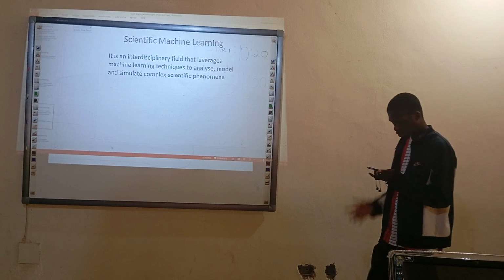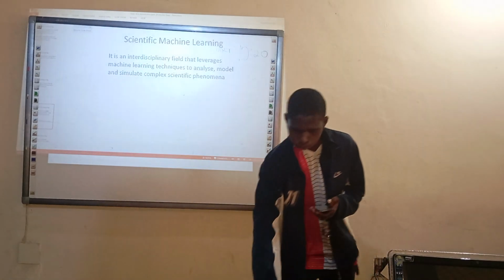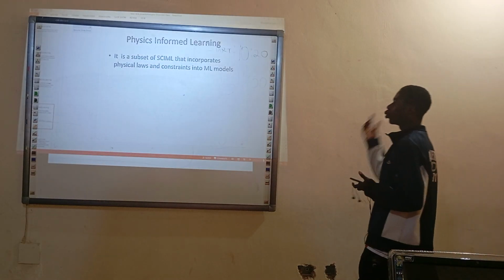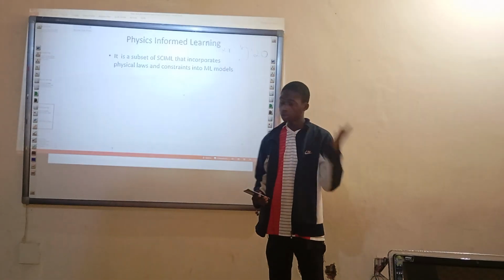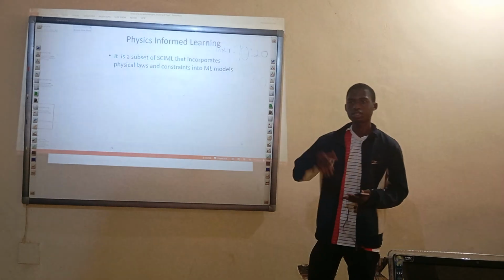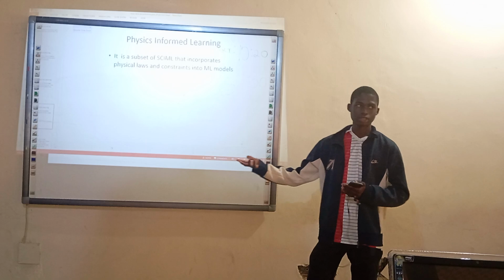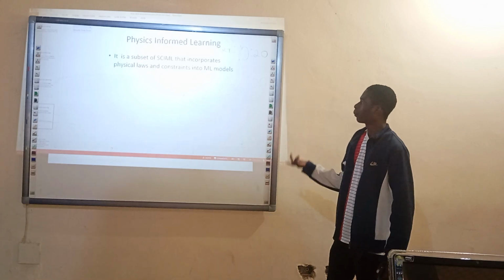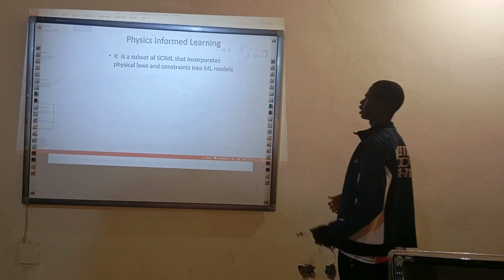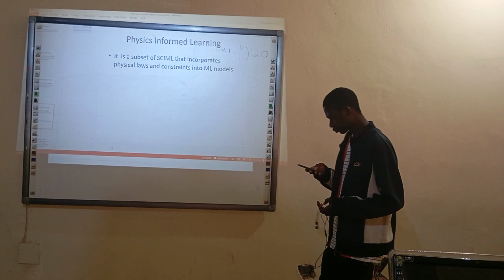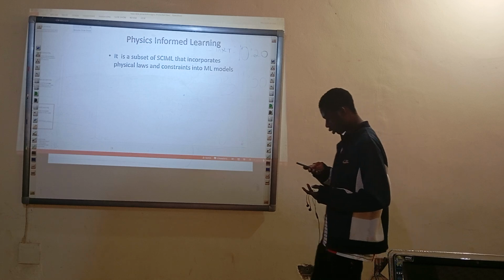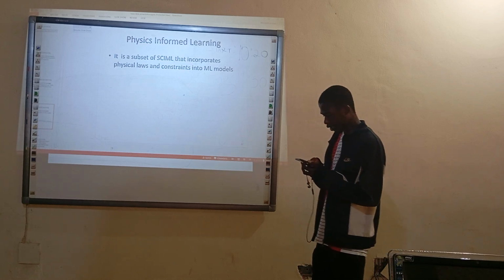Then physics informed learning. Now, introducing physics informed learning to what we discussed about scientific machine learning, it tries to counter those challenges and limitations that we faced. Physics informed learning is a subset of scientific machine learning that incorporates physical laws and constraints into machine learning models.